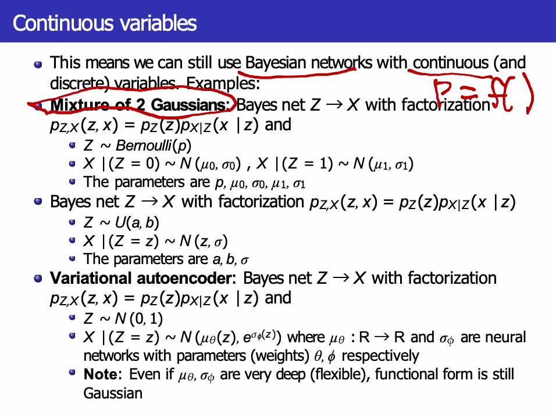Usually people use a mixture of two Gaussians, or Bernoulli, Bayes factorizations, and variational autoencoders. There are many continuous variable probability distribution functions, Gaussian mixtures, and a Bayes network with factorization still works, and variational autoencoders still work.